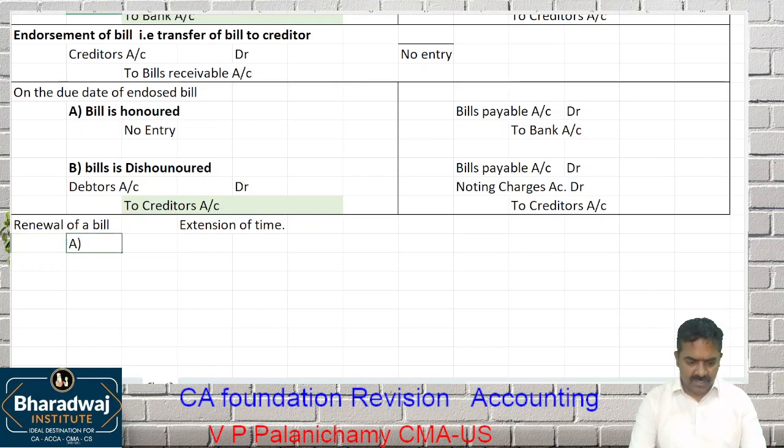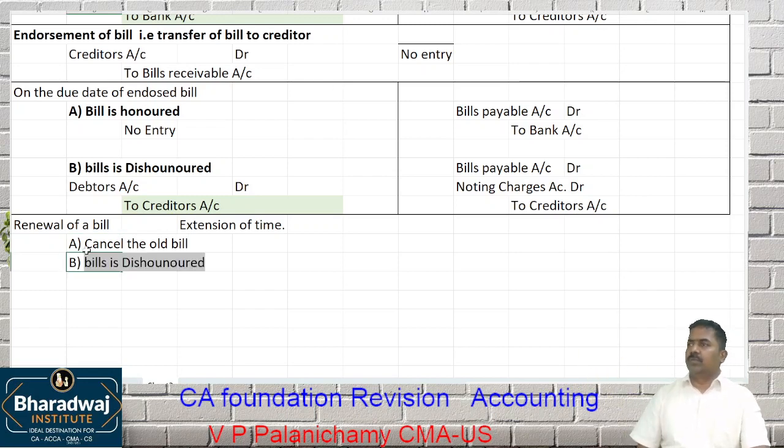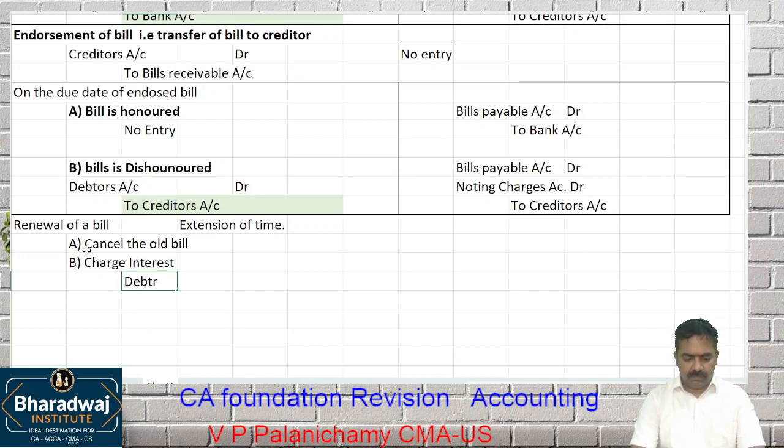Simple. First, cancel the old bill. Then, he is asking for extension of time, 2 months' time, 3 months' time. Will he give it free? No. Charge interest. In the first party's book, interest is an income. So debtors account, debit to which account? Interest account. For the other party it is an expense. Interest account, debtor to which account? Creditors account.